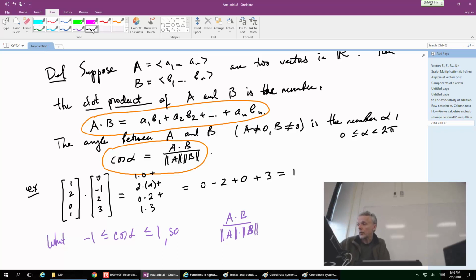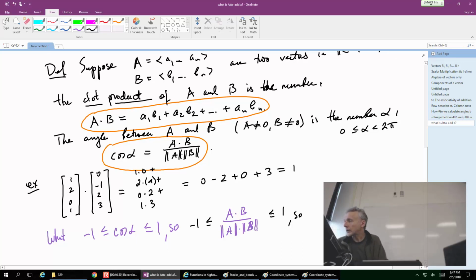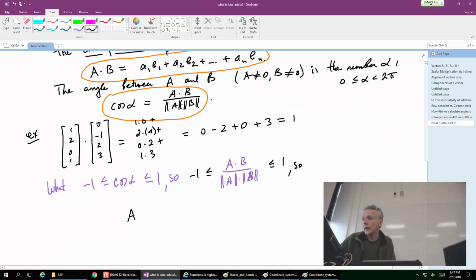So what the conclusion is, this is how you can write the conclusion here about the dot product: the absolute value of A dot B is less than or equal to the magnitude of A times the magnitude of B.